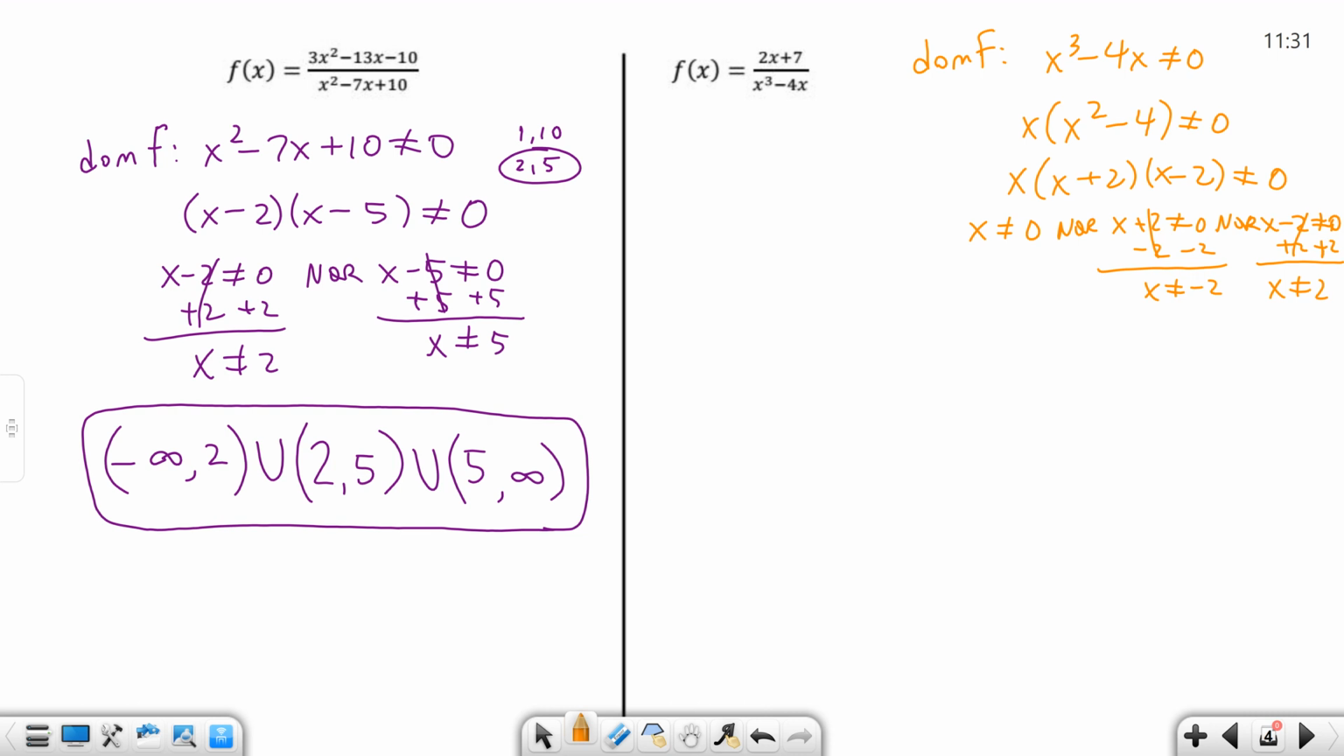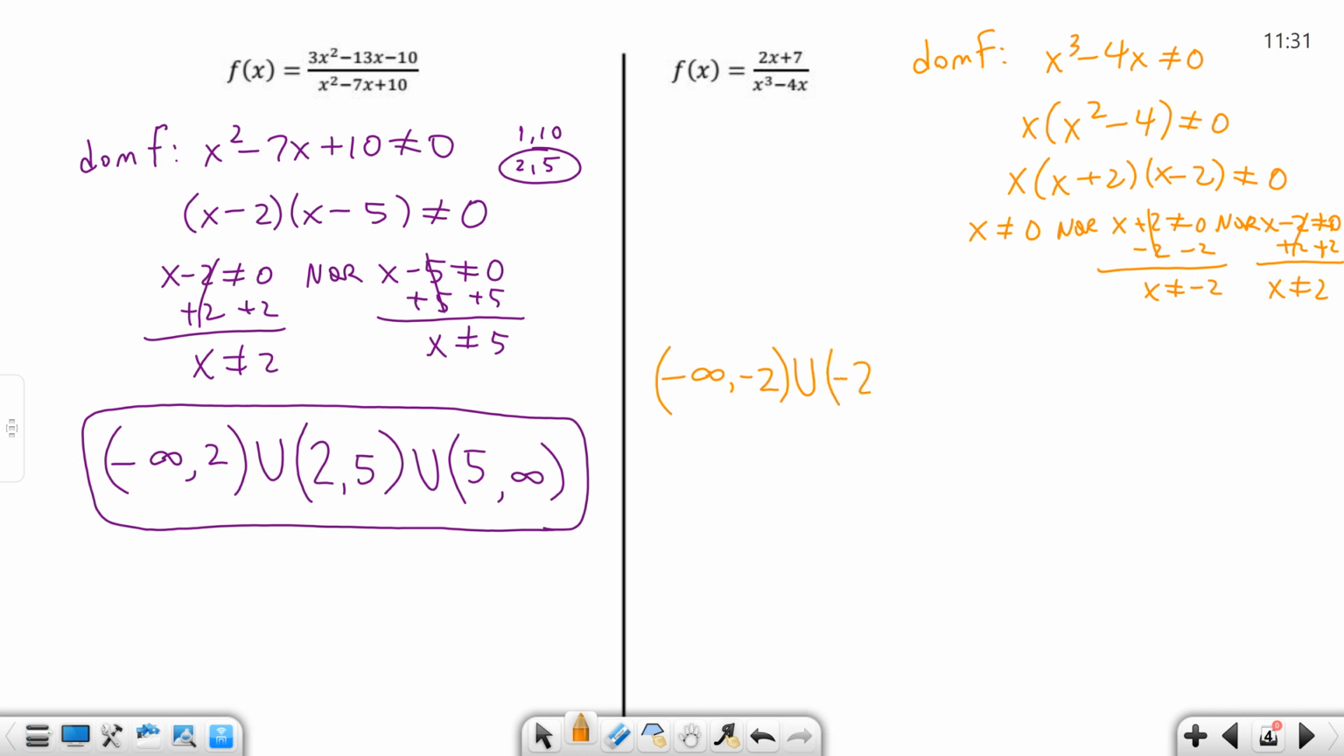So how many numbers are left out of my domain this time? 3. So that means how many intervals am I going to have? That's right, 4 intervals. So I go from negative infinity to the smallest of my numbers that I'm leaving out. Now again, parentheses on negative infinity. The smallest of my 3 numbers, 0, negative 2, and 2. There's only one negative number. It's the smallest, negative 2. Again, parentheses because you don't want to include that number. You're being exclusive here.